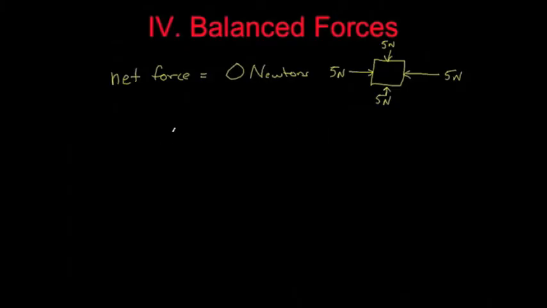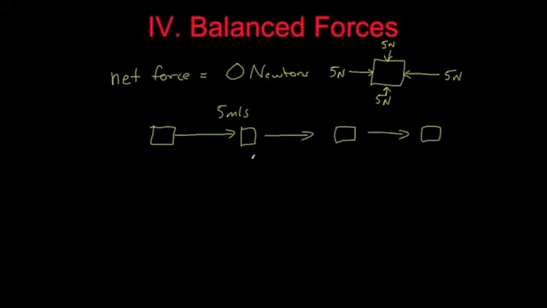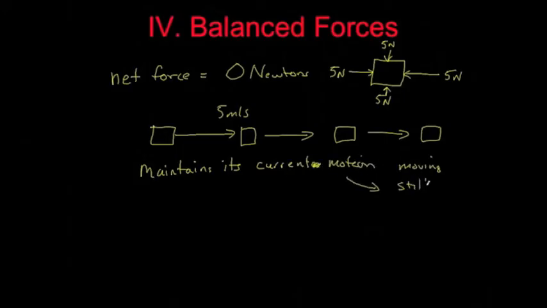If, for instance, this object is floating through space, let's say at 5 meters per second, and all those forces remain the same, it's going to continue to float through space at 5 meters per second. The motion will not change. So there's 2 scenarios here. The object maintains its current motion if it's moving, or it maintains its current motion and it's staying still.